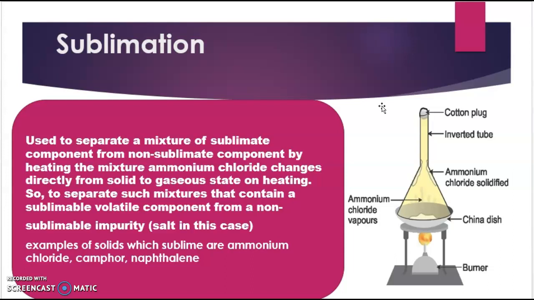So to separate such a mixture that contains a sublimable volatile component from non-sublimable impurities, like salt in this case, the sublimation process is used. Some examples of such sublimable substances are ammonium chloride, camphor, naphthalene and anthracene. The basic principle behind this is that a non-sublimable compound can be separated from a sublimable compound.